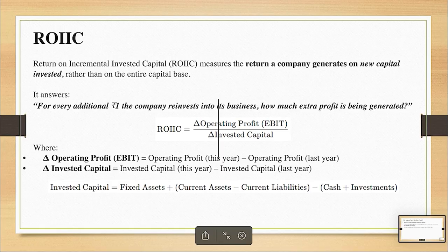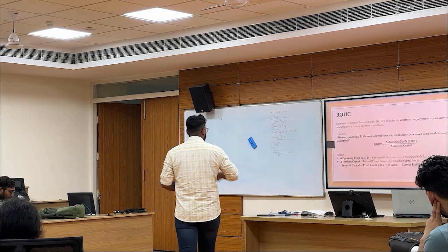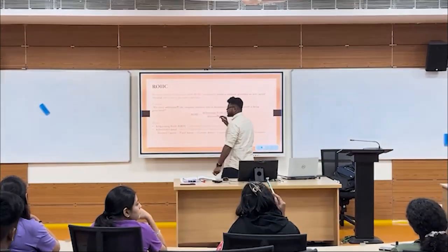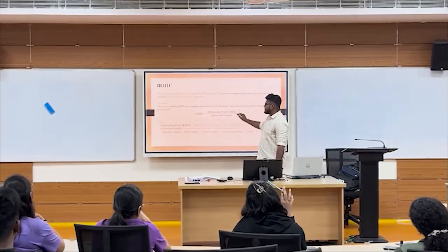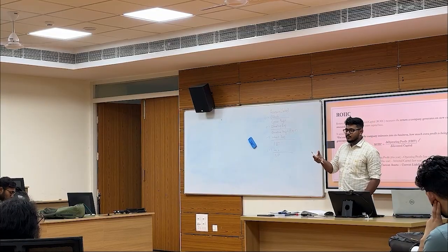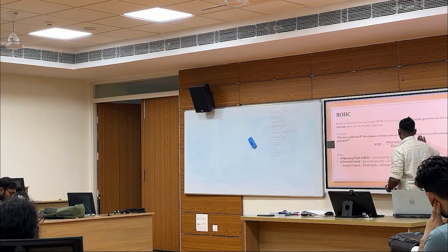How many of you have heard about this ratio? Return on incremental invested capital is the ratio of change in operating profit by change in invested capital. Like, what is the extra return being generated by doing extra investment? That is the thing which the ratio tells about.